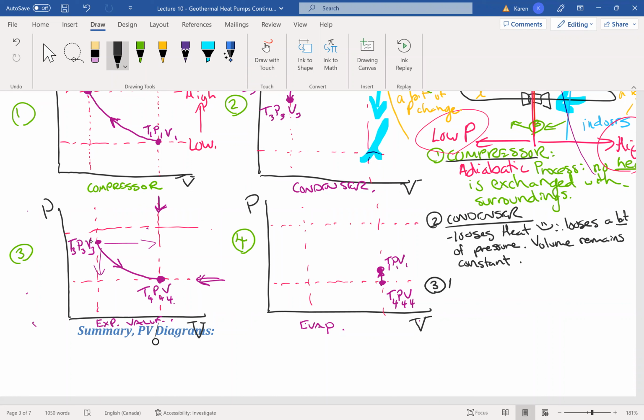And then 3 is across the expansion valve. Across the expansion valve is, again, an adiabatic process. The gas decompresses. Therefore, it expands. Right? The expansion is the gas no longer compressed. And as it decompresses, the temperature drops really low.